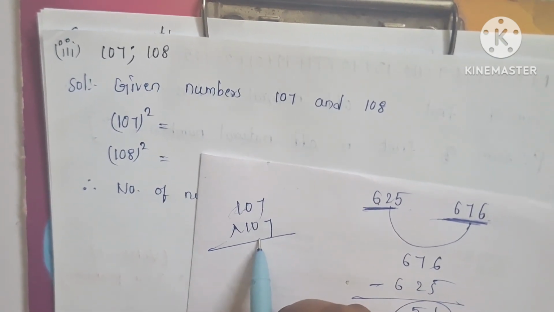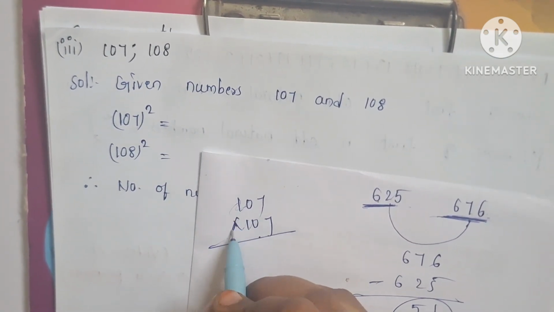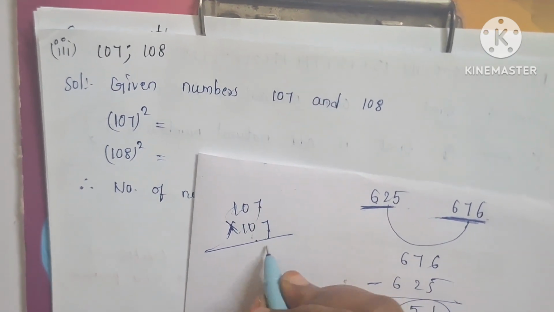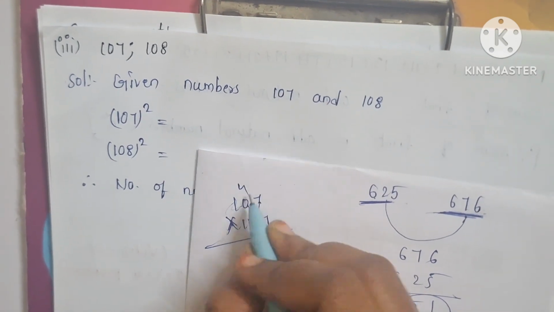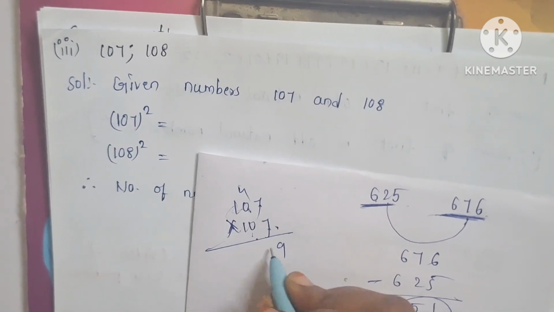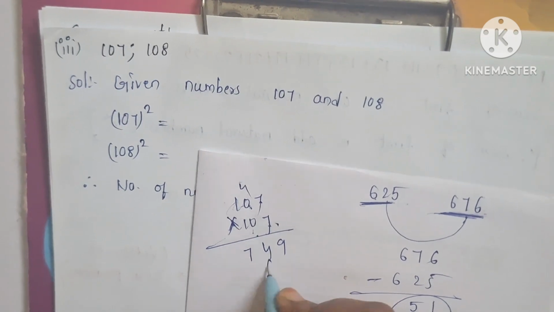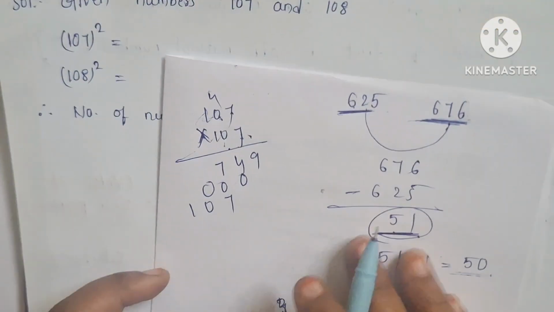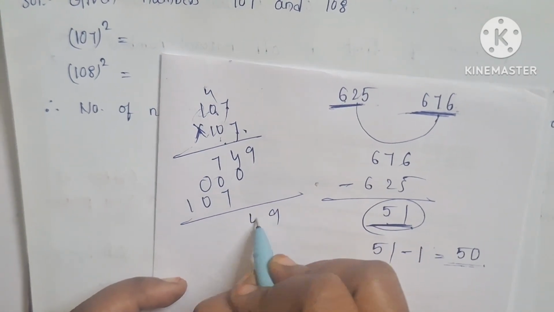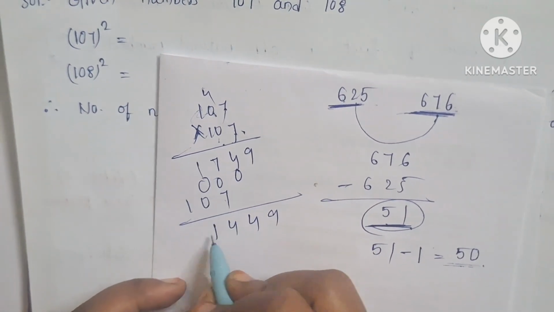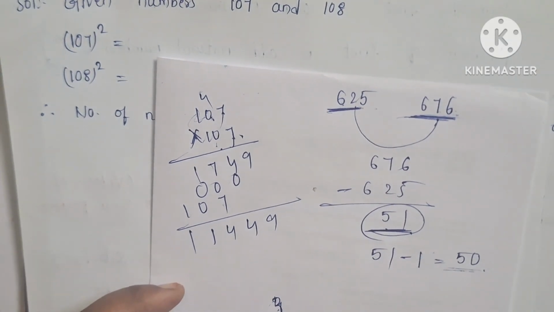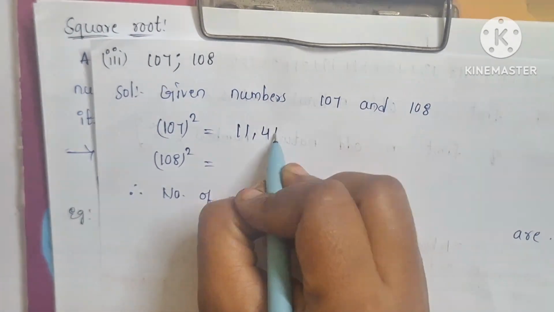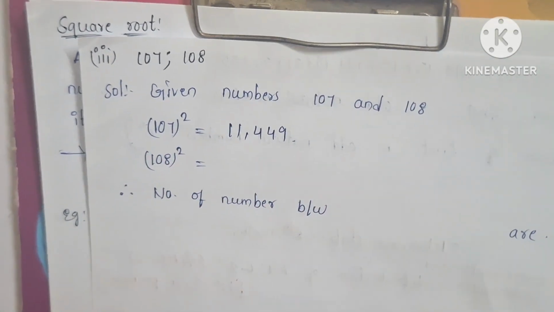There are many tricks to find squares of a number, but as you are in the early stage, I am going with the basic method. 7 7s are 49. 7 0s are 0, 7 1s are 7. 0 0 0, then 1 0 7. Adding: 9, 4 plus 7 is 11, carry 1, 1. 11,449 is the square of 107.